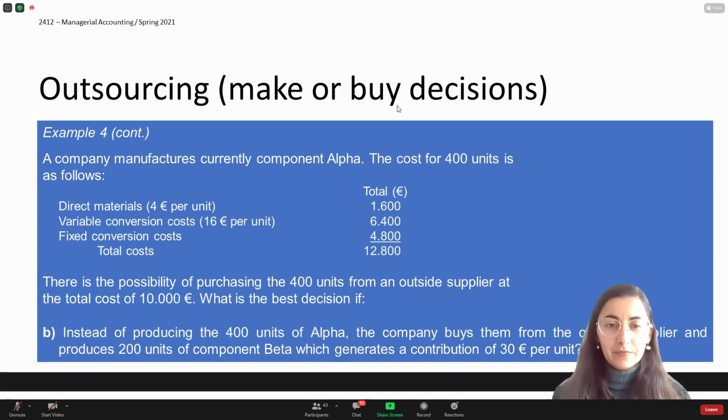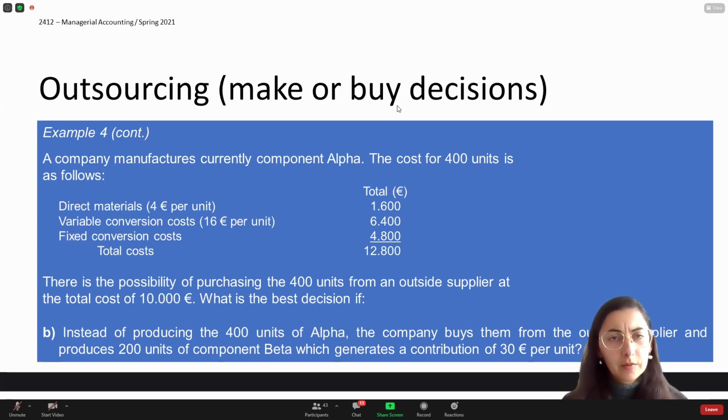Then I think that the fixed conversion costs would be assigned to beta and therefore not directly impacting the costs of alpha. And so now we would have direct materials and variable conversion costs, which are assigned to alpha, of 9,000, right? Yeah. No, 8,000. And so I would say that it still doesn't make sense to go for the outsourcing.